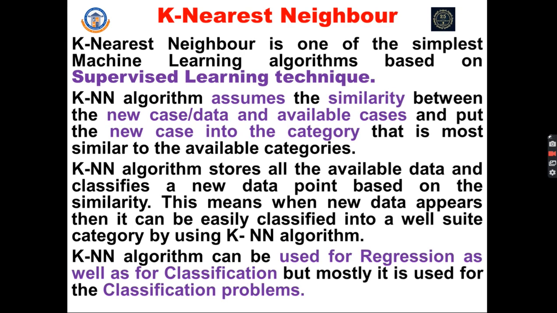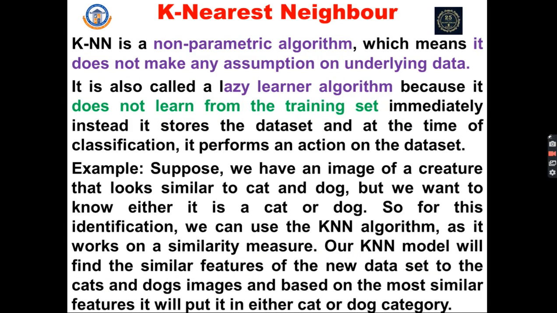The KNN algorithm can be used for regression as well as for classification, but mostly it is used for classification problems. KNN is also a non-parametric algorithm, which means it does not make any assumption on the underlying data. It is also called a lazy learner algorithm because it does not learn from the training set immediately. Instead, it stores the data set, and at the time of classification, it performs an action on the data set.